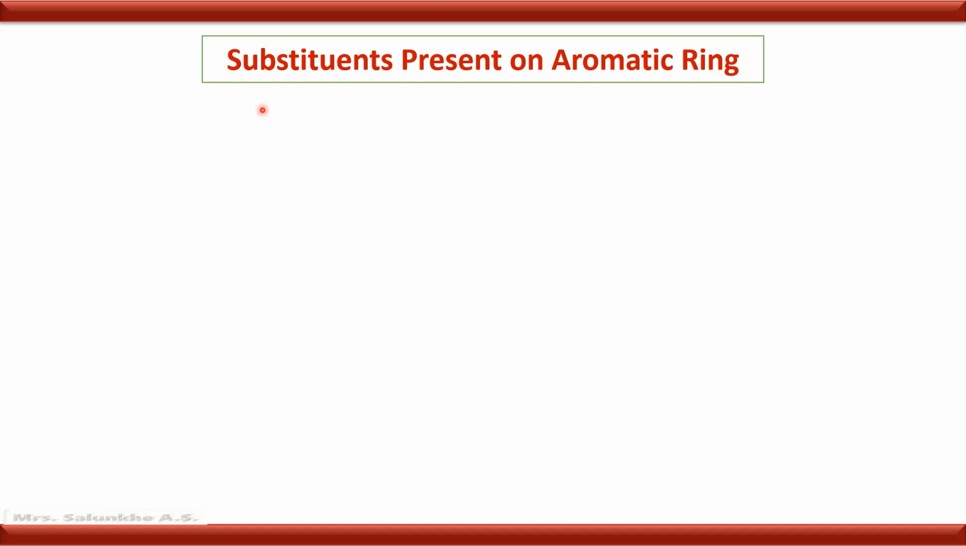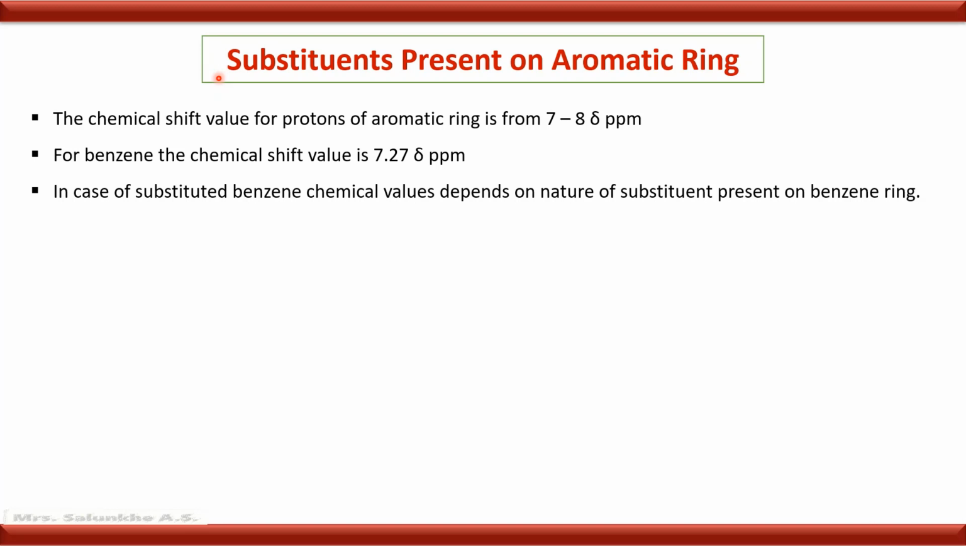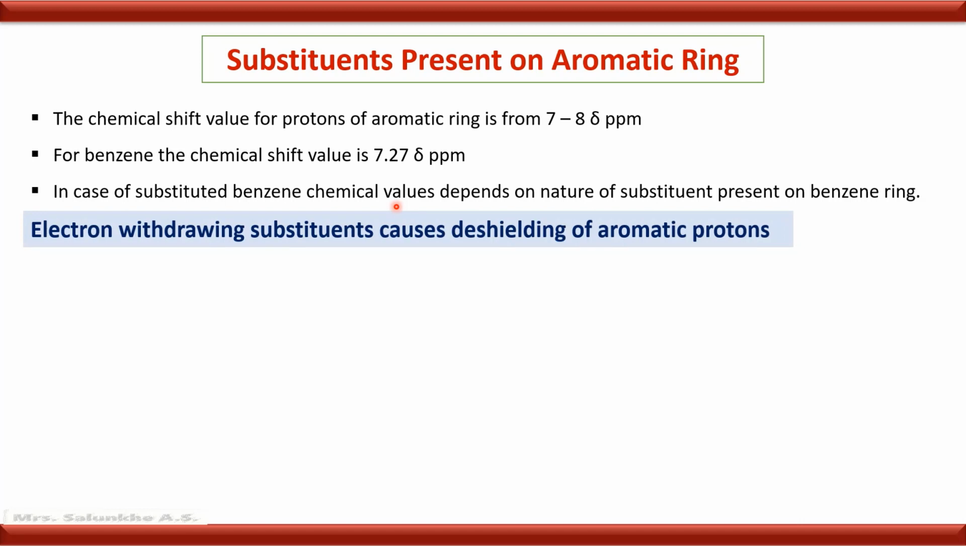The next effect is substituents present on aromatic ring. The chemical shift value for protons of aromatic ring is from 7 to 8 delta ppm. In case of benzene, the chemical shift value of proton is 7.27 delta ppm. But if substituents are present on benzene ring, then chemical shift values are dependent on the substituent present on benzene ring.